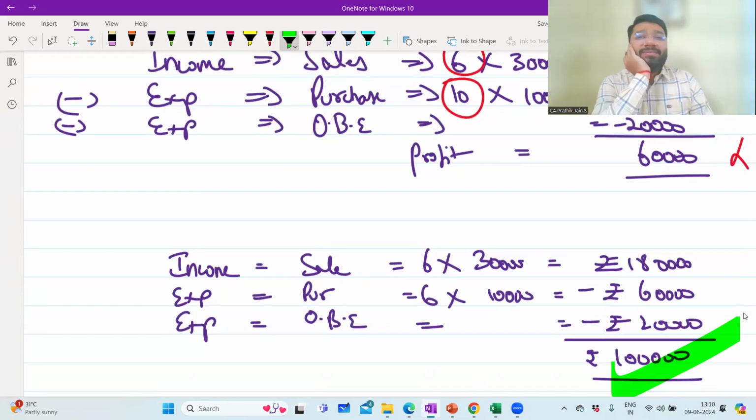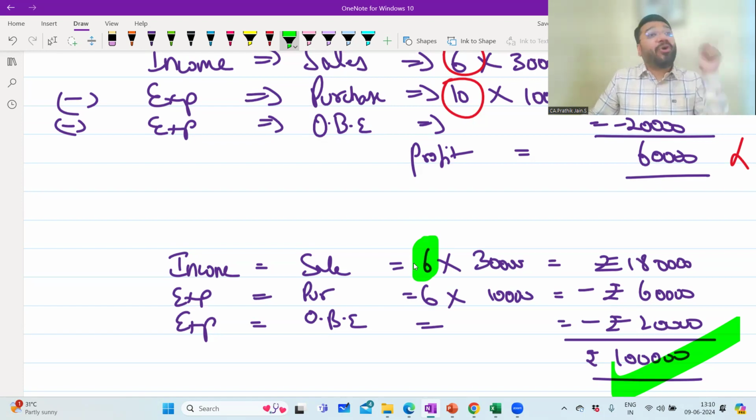Absolutely the right one. They've hit the bull's eye. Now, what is it here? Sir, here I've earned income from how many mobile phones? 6 mobile phones. So therefore, the expenditure I should record should be of how many mobile phones? 6 mobile phones.